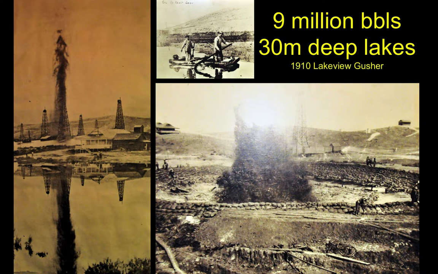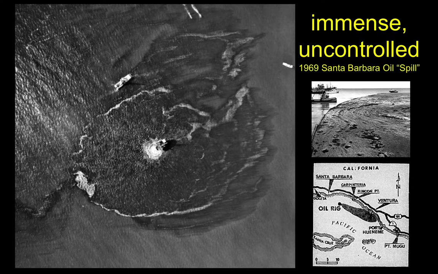Here we go. So that's the Lakeview Gusher. So biggest oil spill in California history. The biggest oil spill in US history is not the Deepwater Horizon. The Deepwater Horizon is the largest marine oil spill in US history. So Lakeview Gusher is the largest. Okay, Gesundheit. Now let's get to the classic oil spill, which is 1969 Santa Barbara.